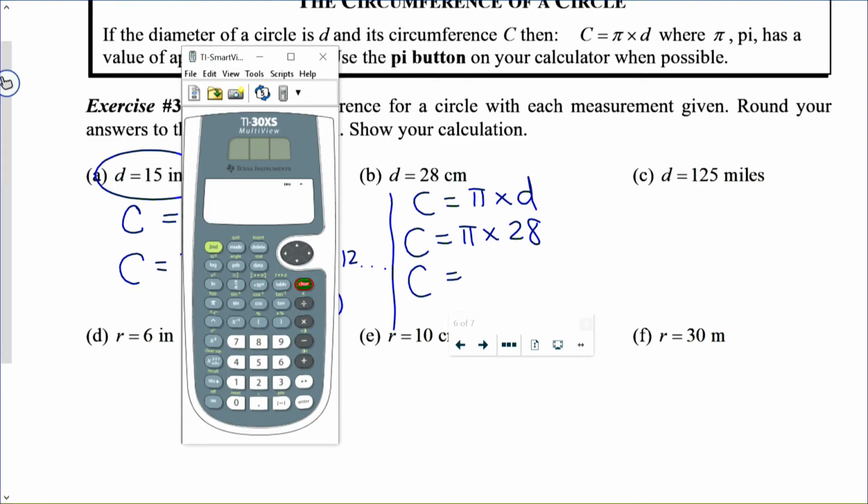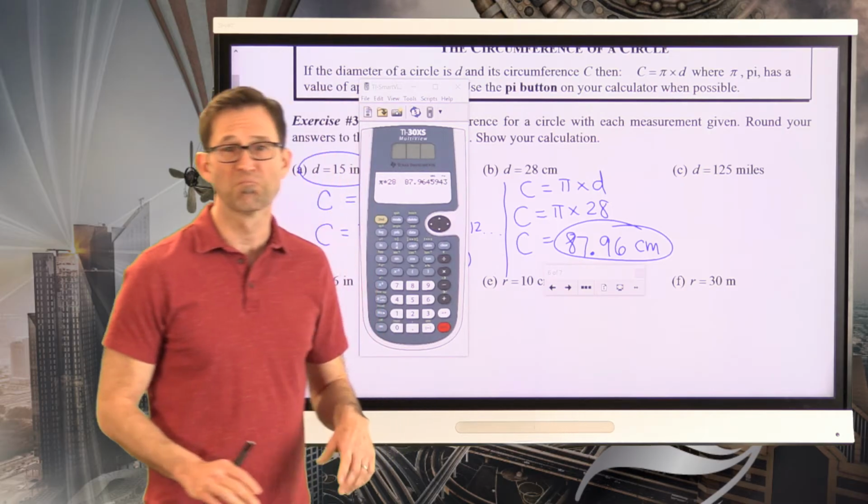No, that's not what I wanted. Let me clear that out again. Let's try to get pi again. Pi. It does not want to light up. There we go. Times 28 gives me 87.96 centimeters. Easy enough.